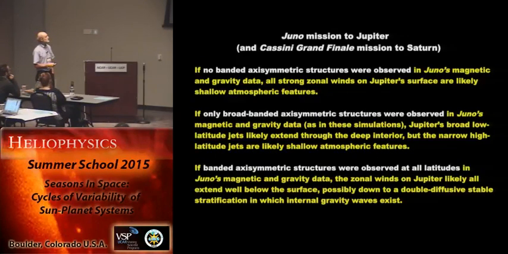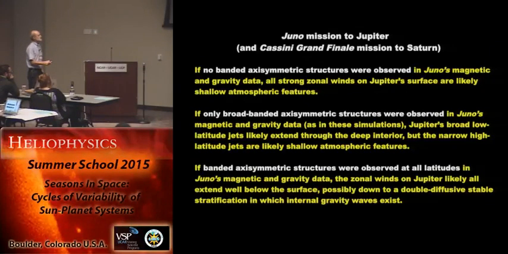So here is another possibility. Maybe you get just broad-banded axisymmetric structures like the ones I've been simulating. And that would suggest that near the equator, you have winds that penetrate fairly deep, down to the conducting region where the magnetic field is generated. But at higher latitudes, those small bands may be very shallow.